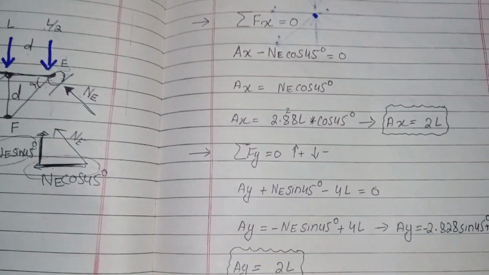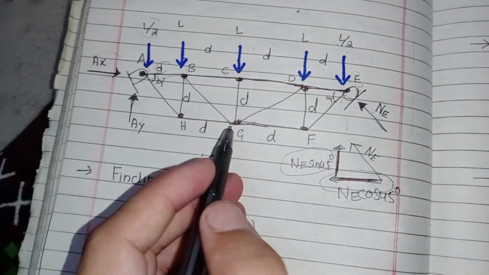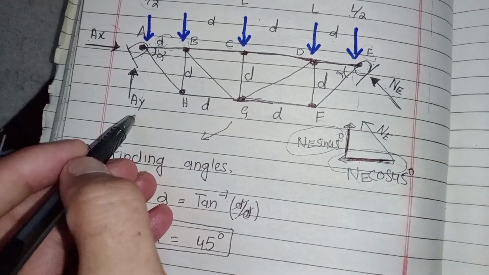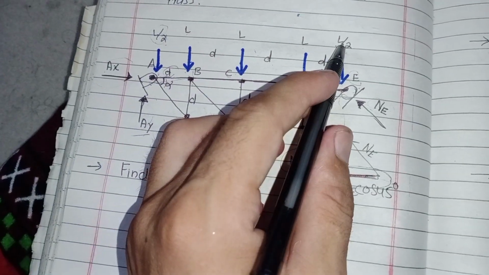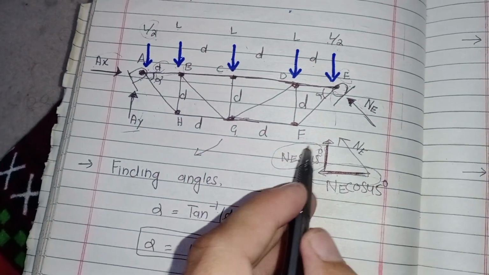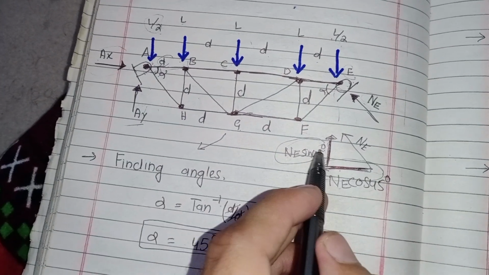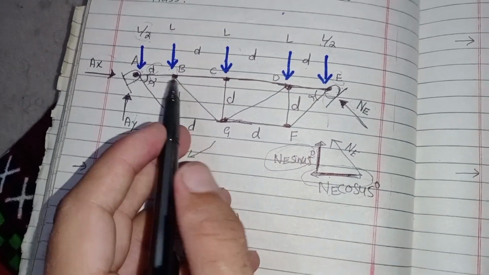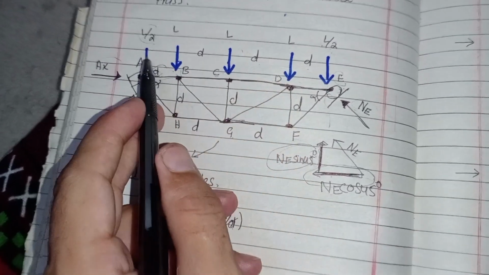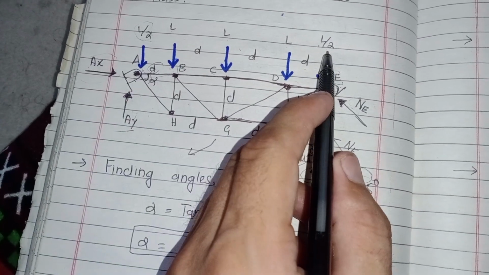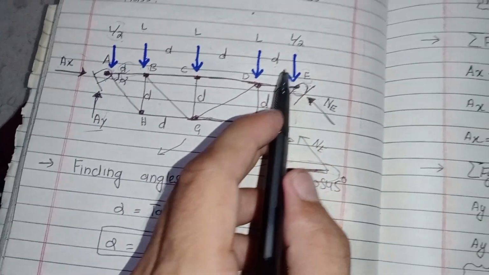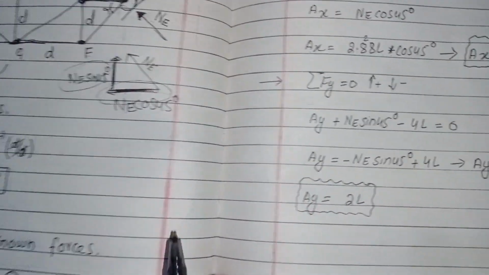Now, the summation of all vertical forces acting on this truss: AY, L by 2, L, and L by 2, and one component of this force, which is also a vertical force. So this is 3L into half, 3L plus half L, 3.5L plus half L, 4L.